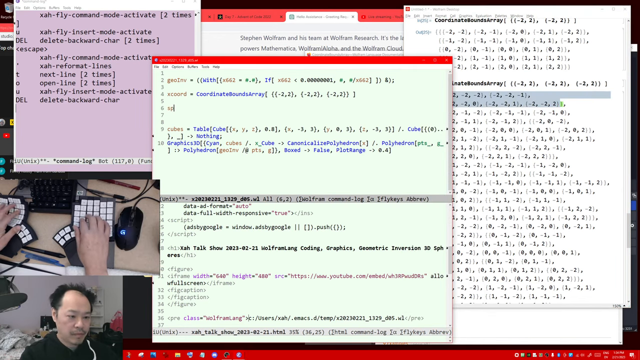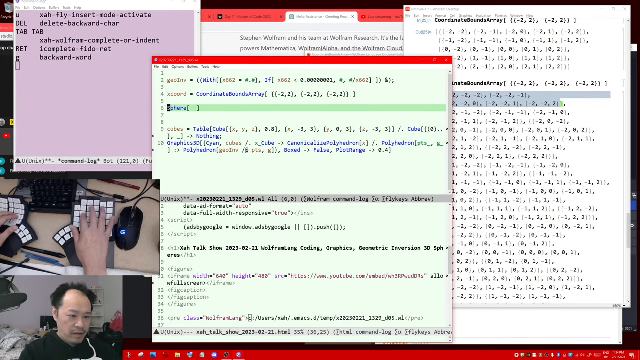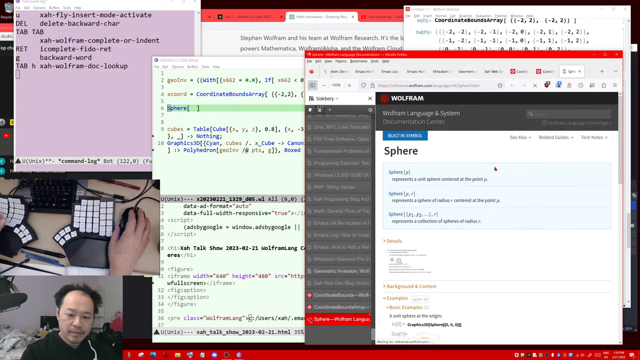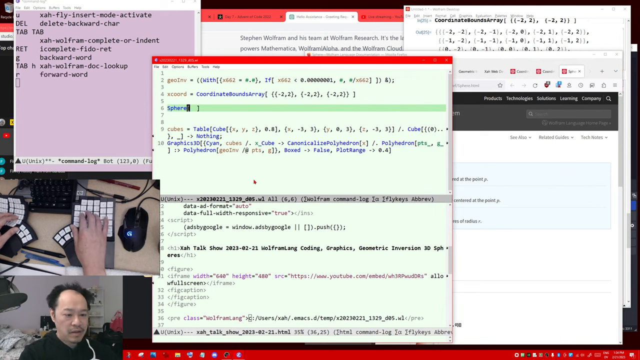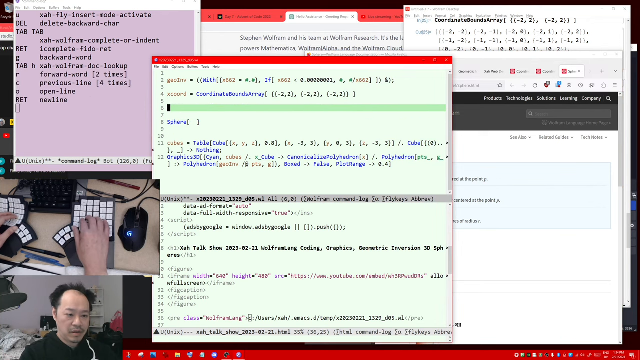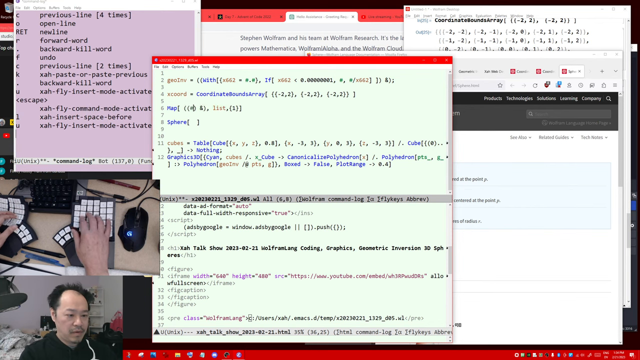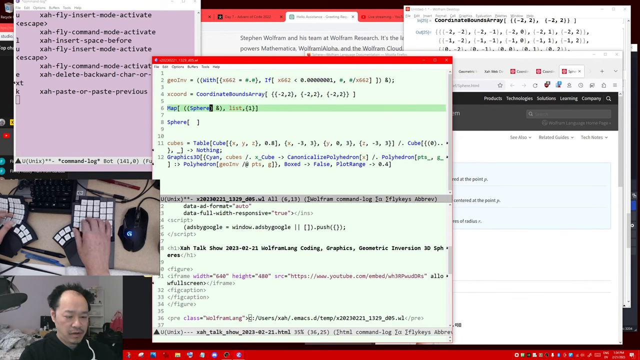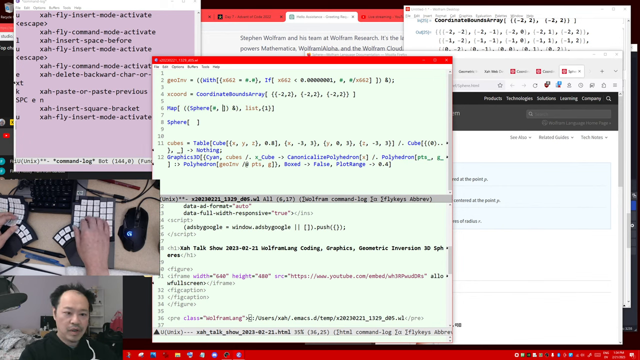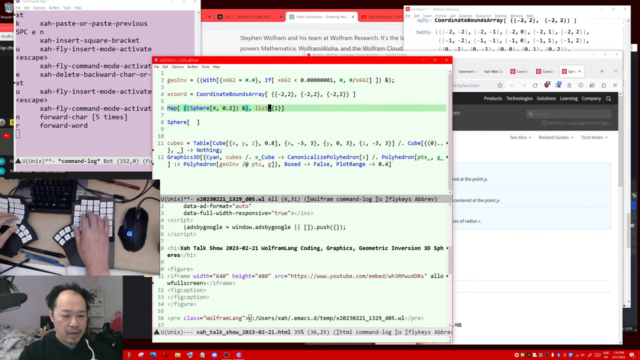So let's look at the documentation for sphere. Sphere represents a unit sphere centered at point P, and the second argument is a radius. So we have the coordinates, then we just map the function sphere, that's the argument, and radius 0.2, okay, 0.2 radius, and we want to map to the list.